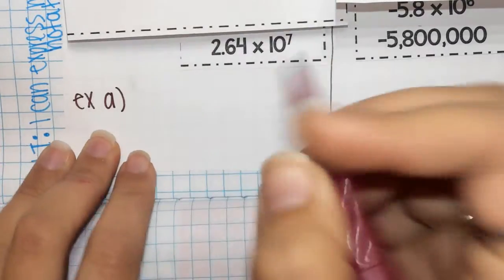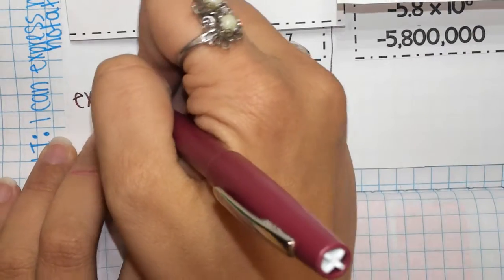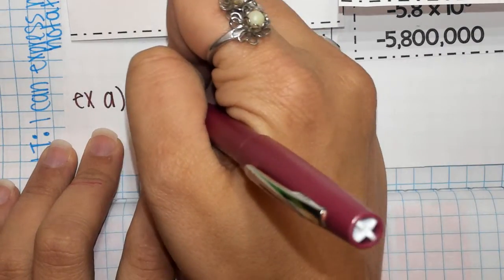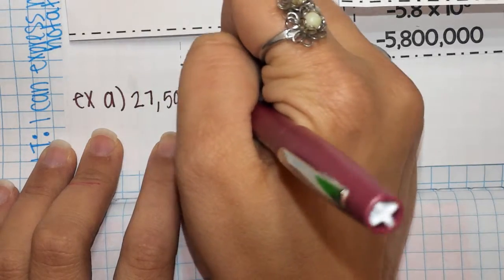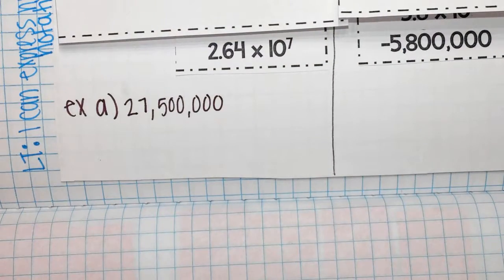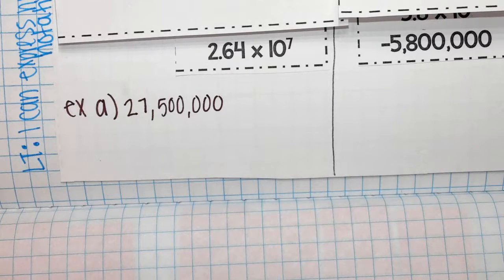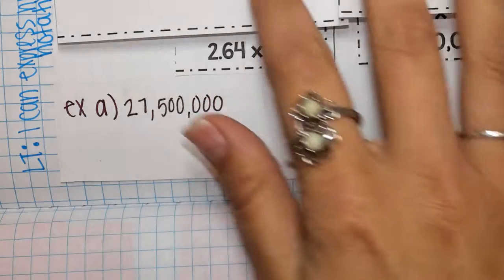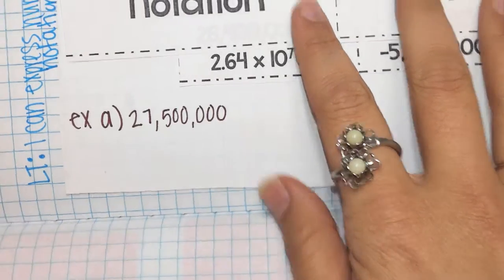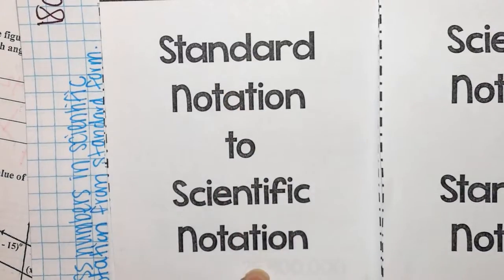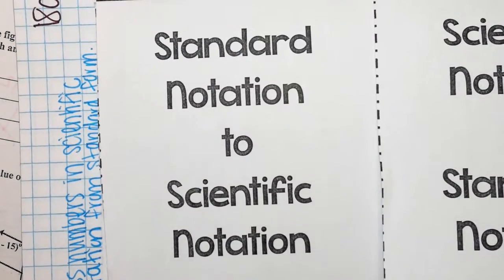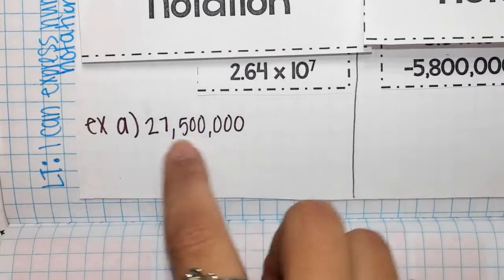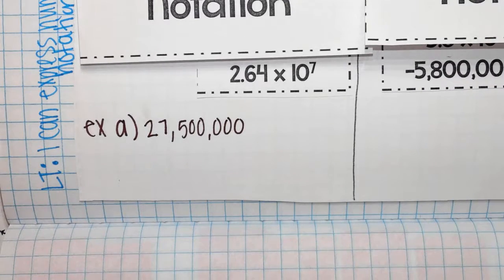Alright, so example A. I want you to convert this to scientific notation. I want 27,500,000. Yep, like that. This is underneath standard notation to scientific notation. Just straight at the bottom. Okay? So example A. Now, are we ready, or do we need a moment? Does anybody need a moment?